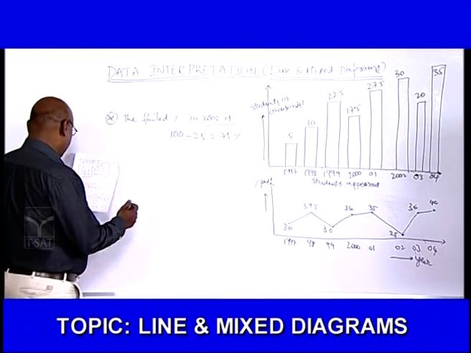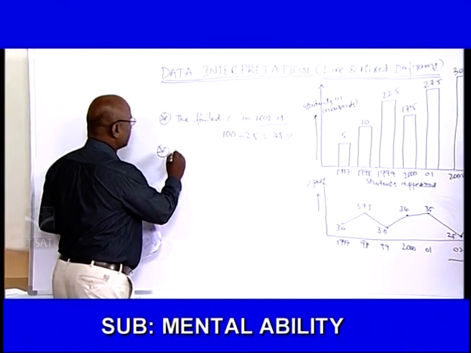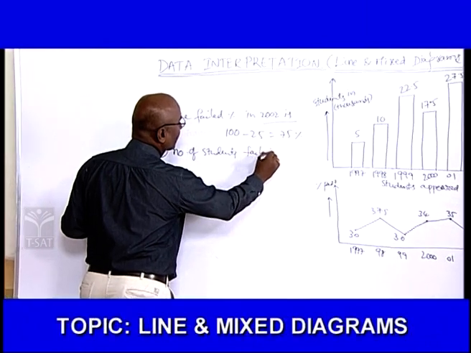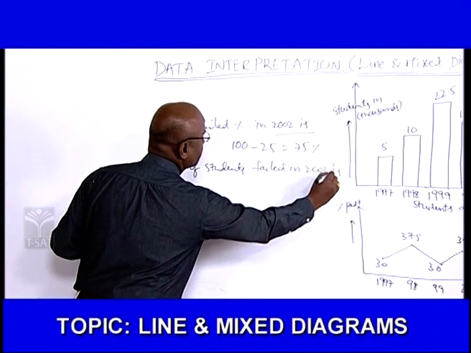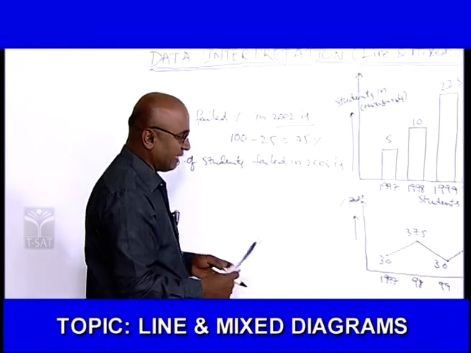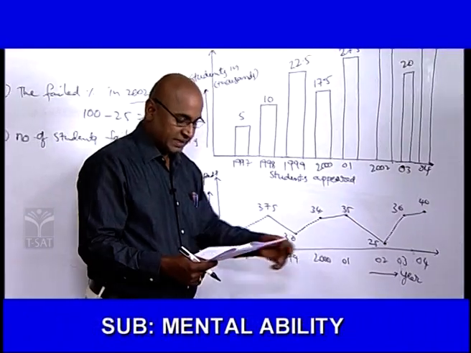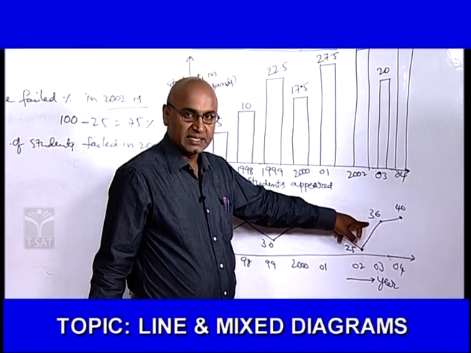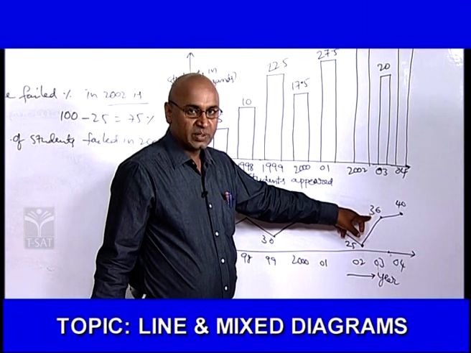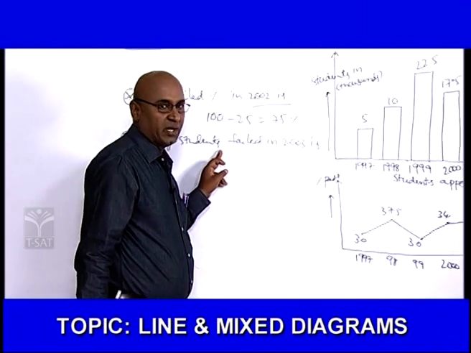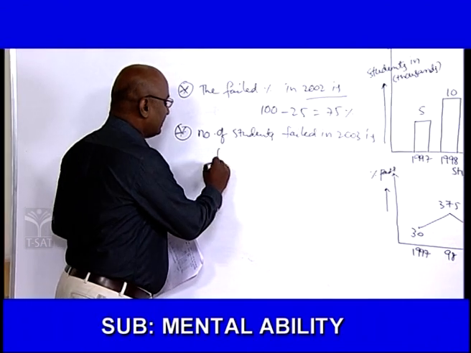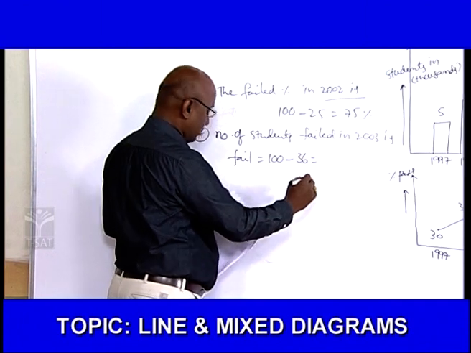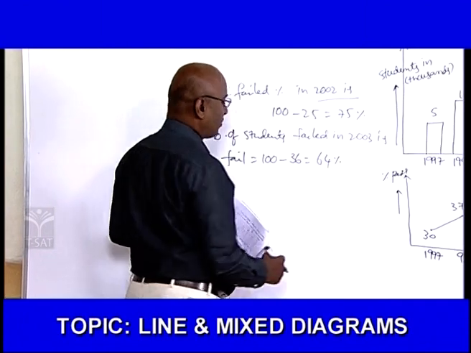Next question, number of students failed in 2003 is, so in the year 2003 what is the pass percentage? It is around 36%. In the year 2003 the pass percentage is 36%. Fail percentage is equal to 100 minus pass percentage, that is 100 minus 36, that is nothing but 64% of the people are failed.